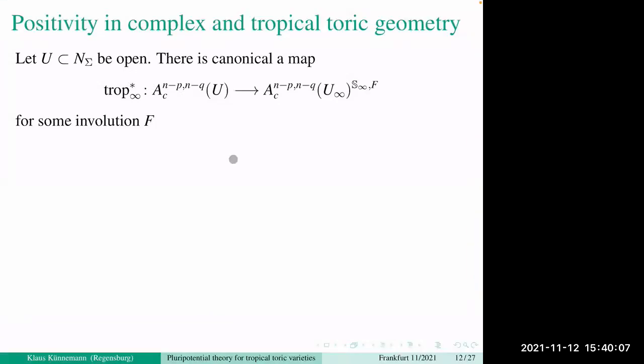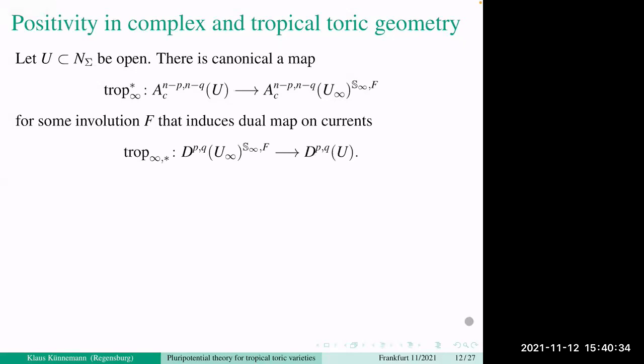But as soon as U also meets the boundary, we have the condition that our forms become constant at the boundary. And here we have the condition that this extends to the complex manifold also at the other orbits. These conditions are of a different nature, and so this is no longer an isomorphism if U meets the boundary. Then this map induces a dual map on currents like this.